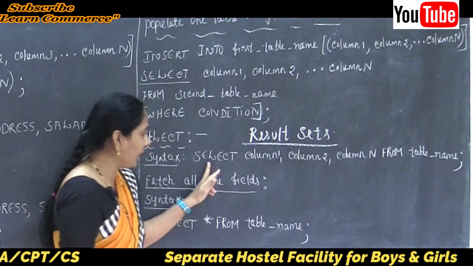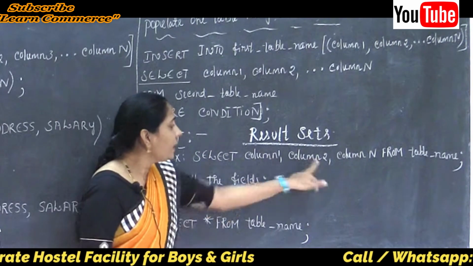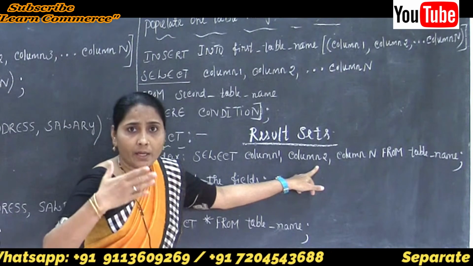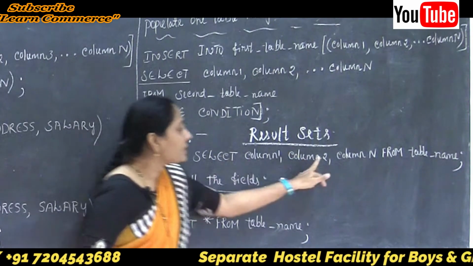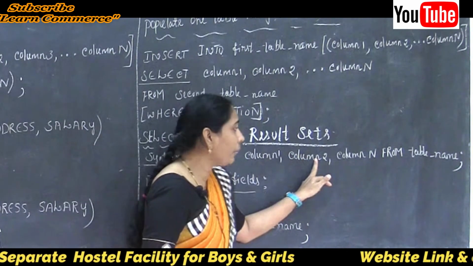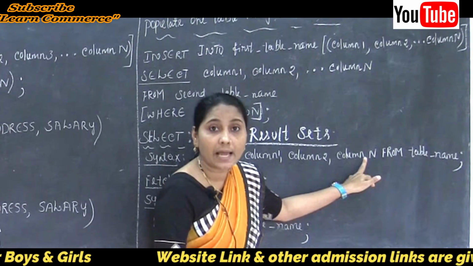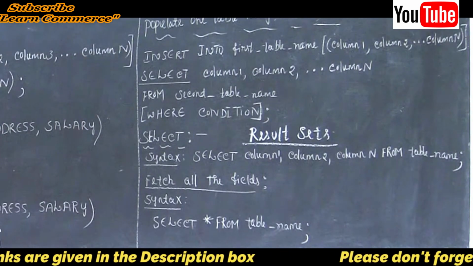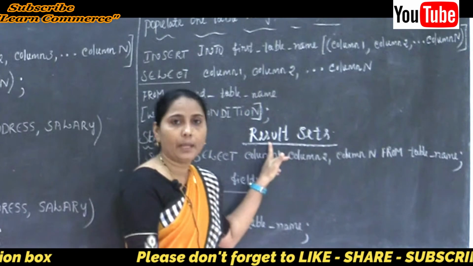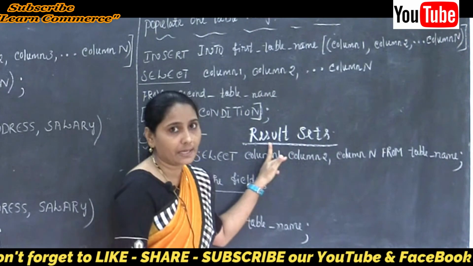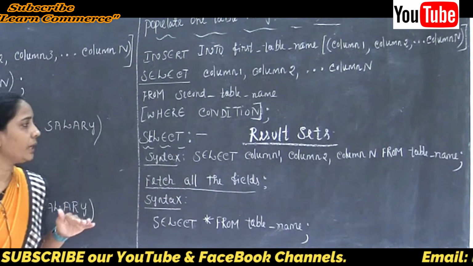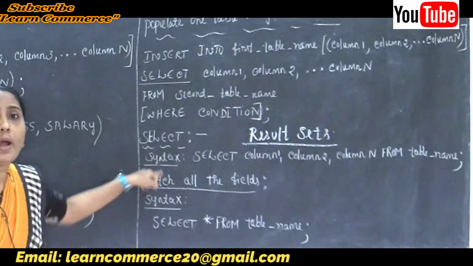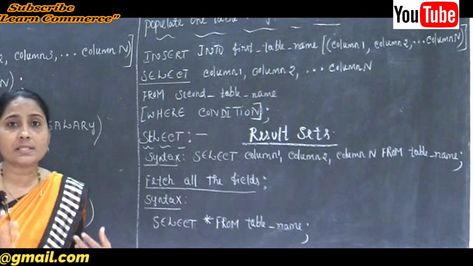So in the example: select ID, and the second column may be the name. You can access any column, it is not necessary to go one by one. The ID, the name as the second column, and the third column I want is the salary, from table_name, semicolon. Only those columns are going to be displayed in our result table. That is called the result set here. Now we know that if you want to access only some columns, we use this syntax. But what syntax do we use if you want to access all the columns from the table?